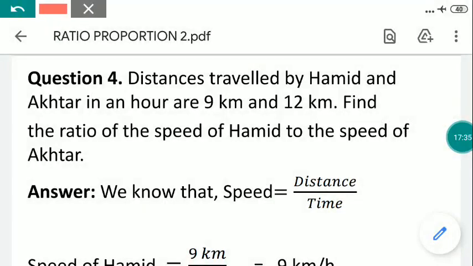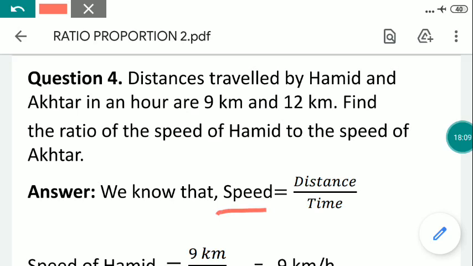Distances travelled by Hamid and Akhtar in an hour are 9 km and 12 km. That means the distance travelled by Hamid in 1 hour is 9 km and the distance travelled by Akhtar in 1 hour is 12 km. Find the ratio of the speed of Hamid to the speed of Akhtar. Okay, first we have to find the speed of both of them. We know that speed is equal to distance upon time.